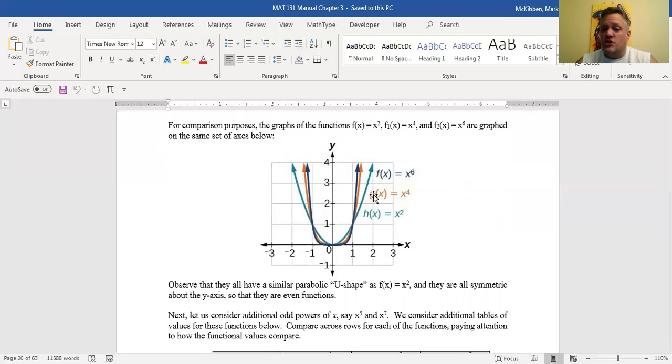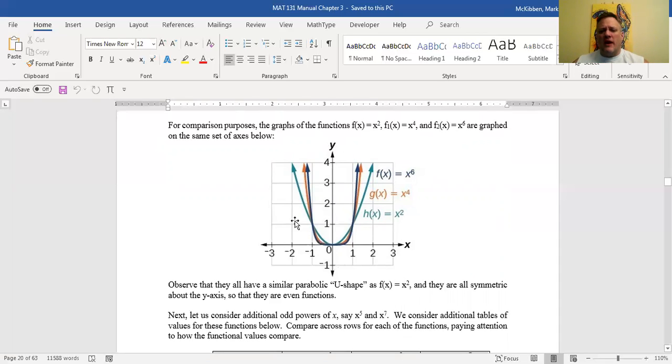They all are U-shaped. The higher the integer power, the flatter it gets between 0 and 1, and the quicker it rises beyond -1 to the left and 1 to the right. These are all even functions, right? If you put a negative x in for each of these, you'll get just the same result as if you just put the x in, because the negative goes away with the even power, right?